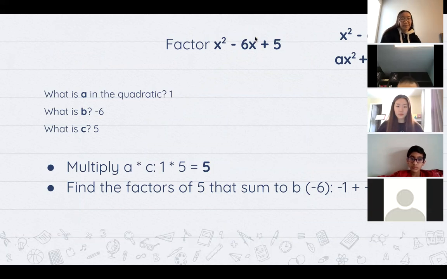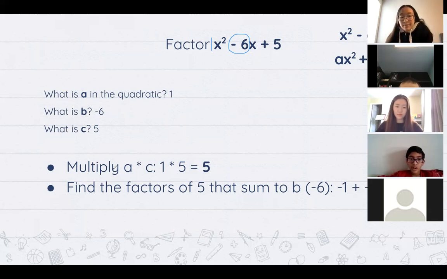So a in this quadratic is going to be 1. Since it's 1, it's not written there, but you can pretend there's a 1 in front of the x. Well, you can understand that the 1 is there. And then b will be negative 6. So make sure not to make the mistake of thinking b is just 6. It's also negative 6. And then what is c? C is 5, like we said before.